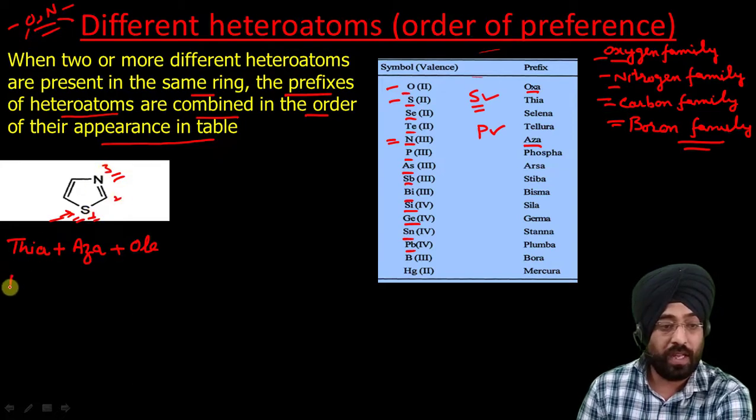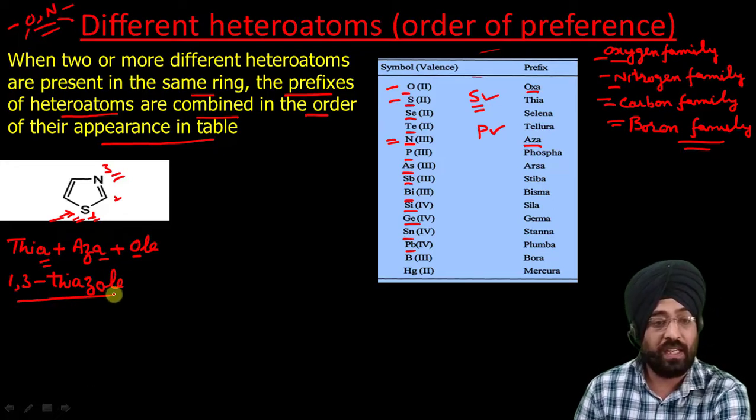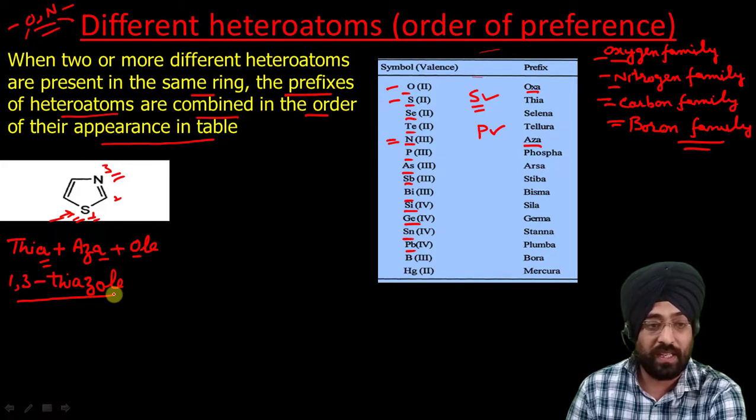So 1,3, now thia plus aza, again it appears from a vowel, so we have to drop this a. 1,3-thia-aza, it appears from a vowel, so we have to drop this a: thiazole. So its name is 1,3-thiazole. So it is quite easy.